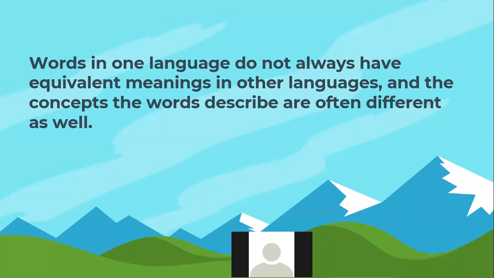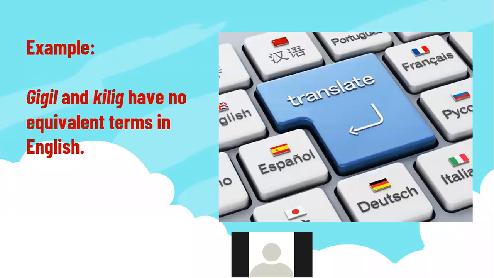There are also words that do not have equivalent meaning kasi hindi dito sa atin na-develop. Like for example, the computer. Many of the technological words were only borrowed from other languages. It's because they're not being developed here in our country. Computer, laptop, cell phone. The words gigil and kilig have no equivalent terms in English.